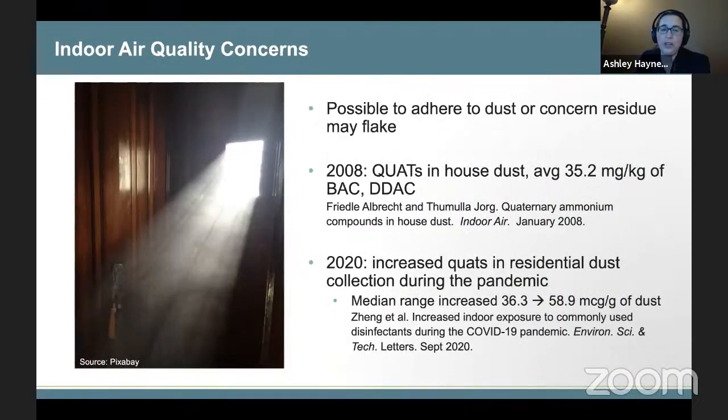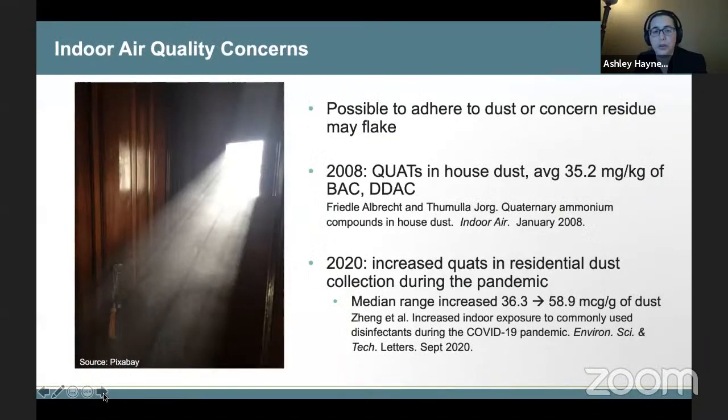And then there are some indoor air quality concerns. As I mentioned, pre-cleaning is important. If you just spray this on dust and it gets stuck to the dust, and the dust goes up into the air, that's a route where you could potentially become exposed. And then it leaves a residue, so there's a potential that the residue could flake. In 2007, there was an indoor air quality study of hospitals that really showed that there were not any measurable quats in the air there.